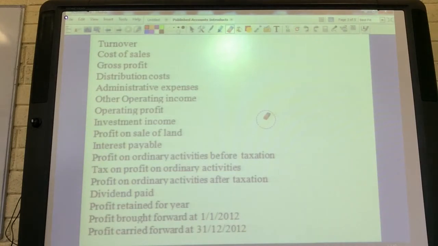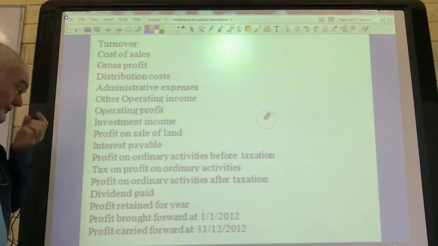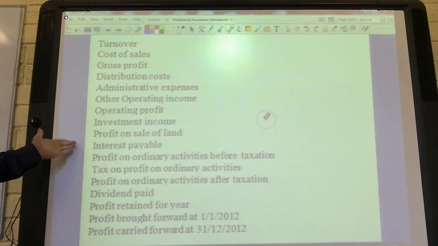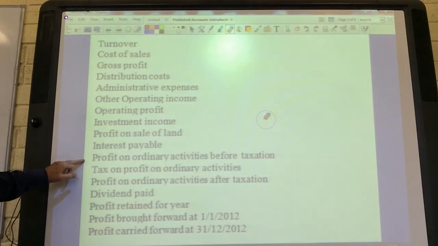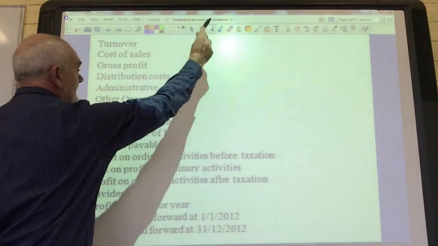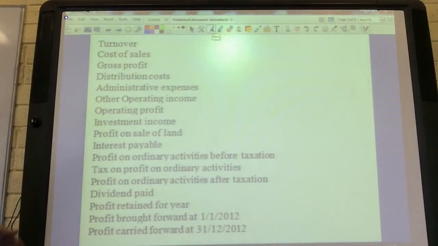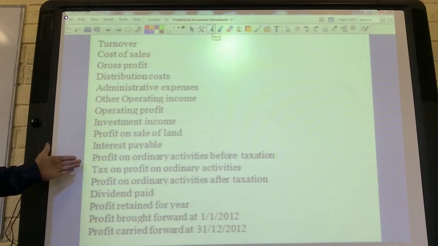It's actually interest payable less interest receivable, but usually in Leaving Cert questions it's just debenture interest as we have in this case. And that leads us on then to profit on ordinary activities before taxation, from which we will subtract the taxation. The tax being deducted in here now would be your corporation tax. Remember, we're dealing with companies, so they're like corporation tax.